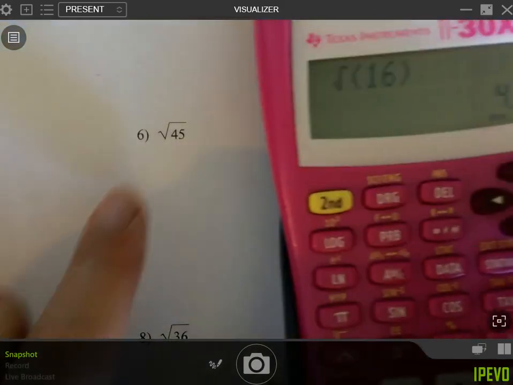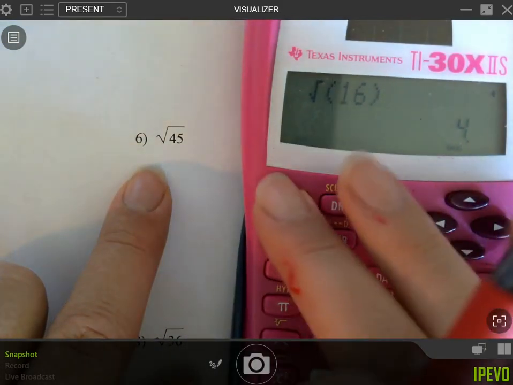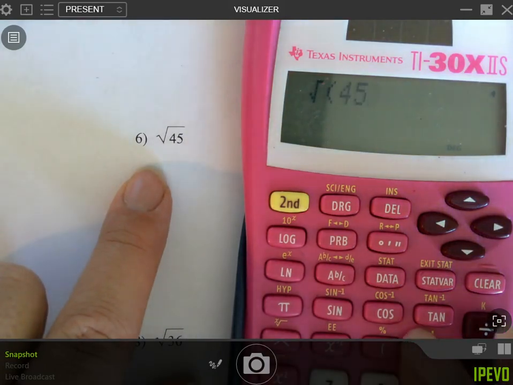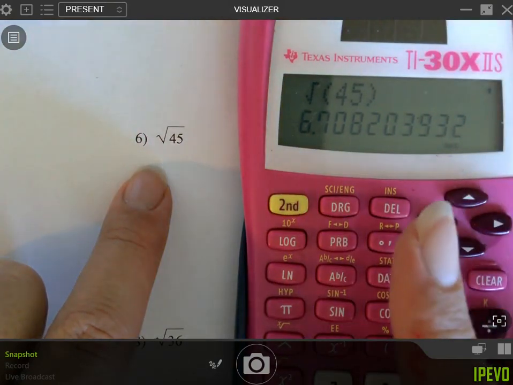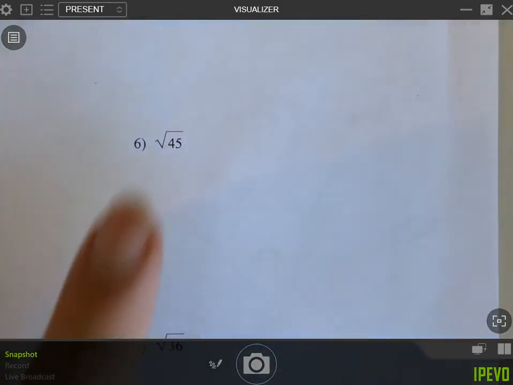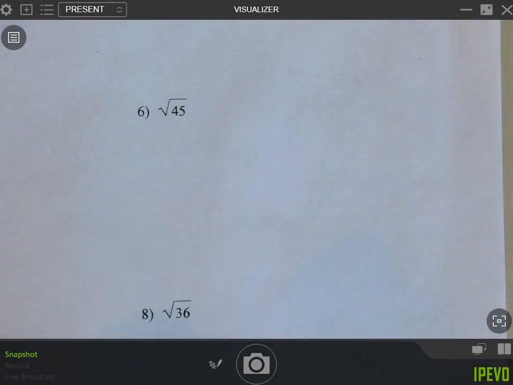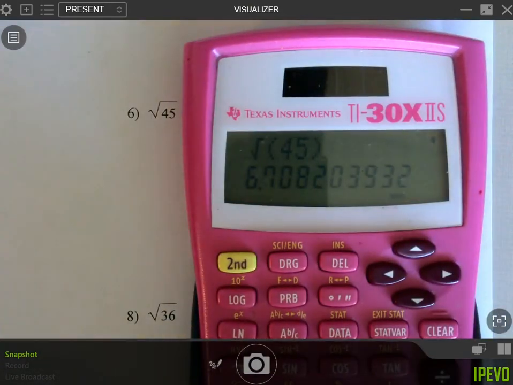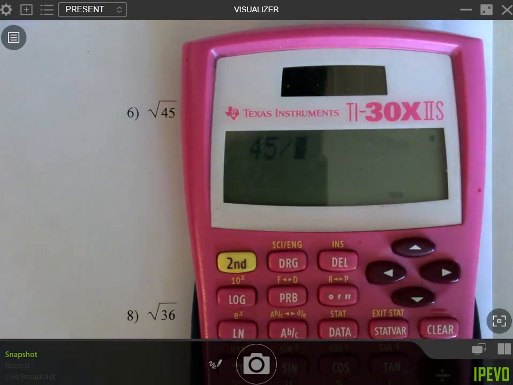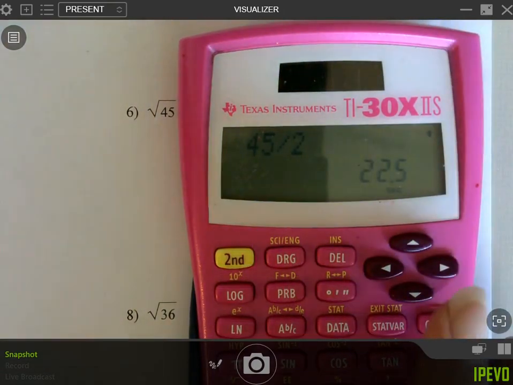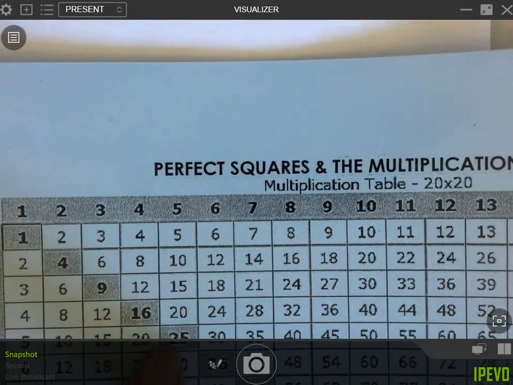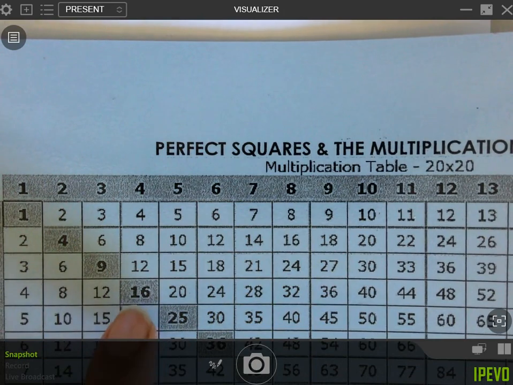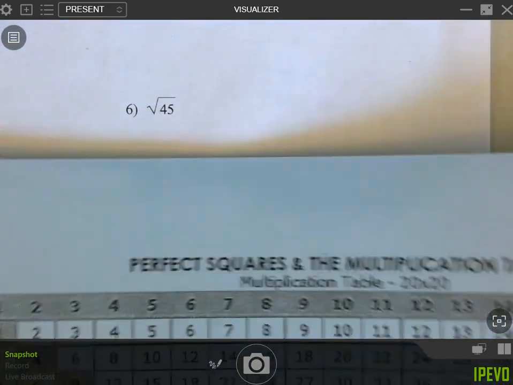If I was trying to see if the square root of 45 worked, I would type in square root of 45. If I don't get a whole number, then it's not a perfect square. So then I have to break my 45 down. What I was doing yesterday and the day before was saying, hey, what's half of 45? 45 divided by 2 is 22.5. So if I cut this in half, then I'm not looking at any perfect squares greater than that number. So does 45 divide by 16 evenly?